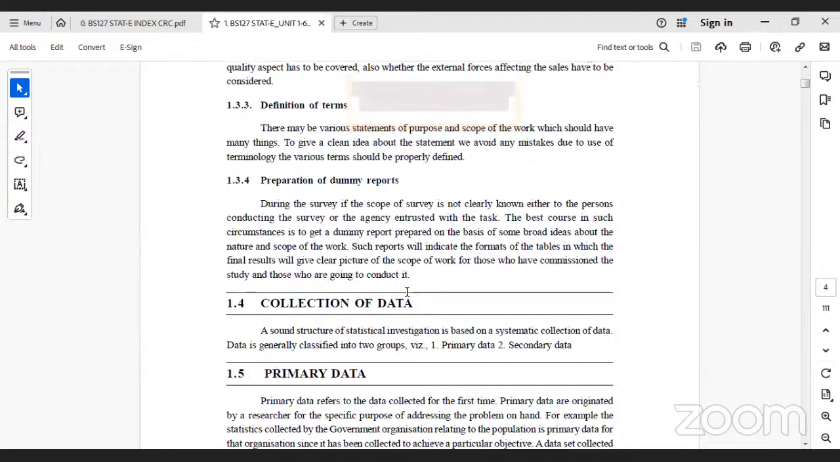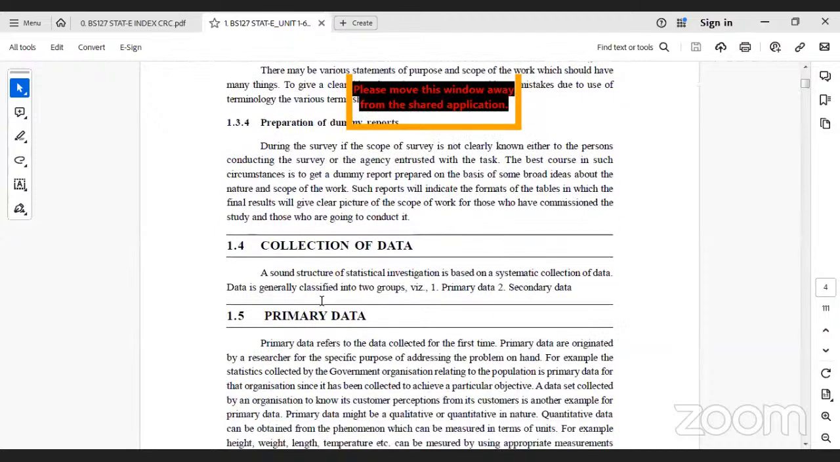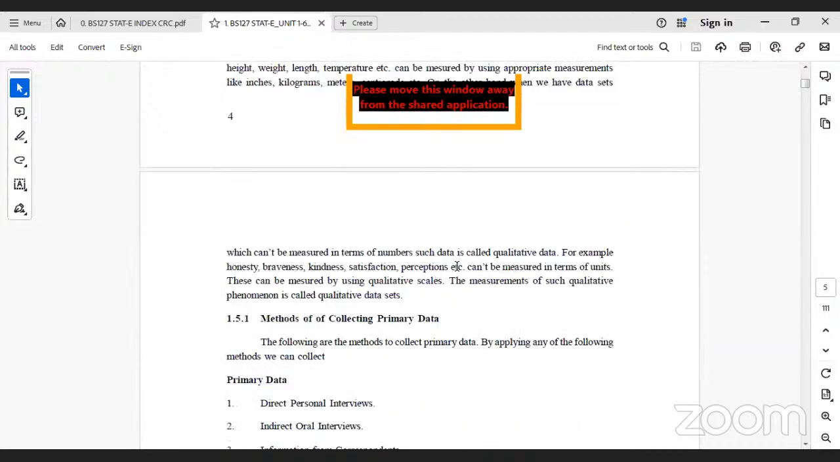No, sir. Okay. Collection of data. The second stage of statistical investigation is based on the system of collection of data. There are two groups: primary data and secondary data. Most important is primary data. They will ask about primary data and methods of collecting data.